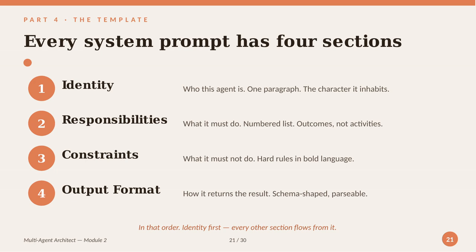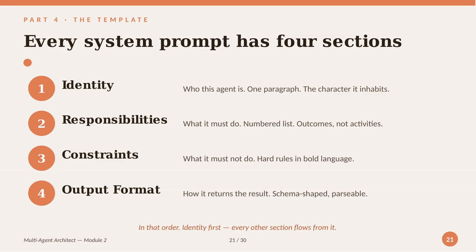1. Identity. Who this agent is. One paragraph. The character it inhabits when it answers. You are a security-focused code reviewer. Not: you are an AI assistant that helps with code review tasks. That's vague identity, and vague identity produces vague output. The identity is the foundation, and every later constraint and decision flows from it.